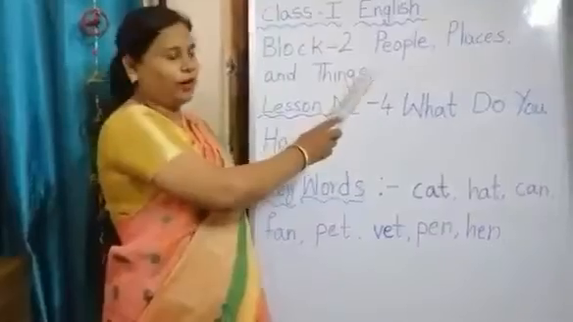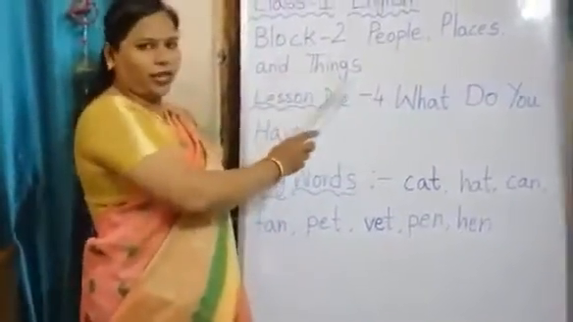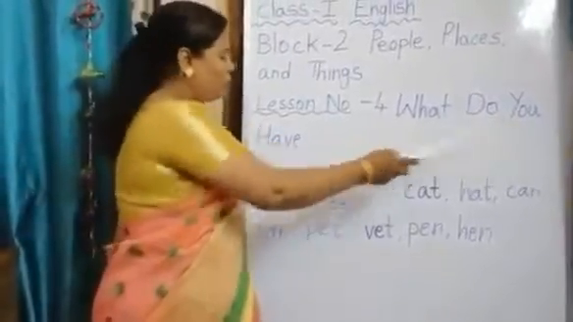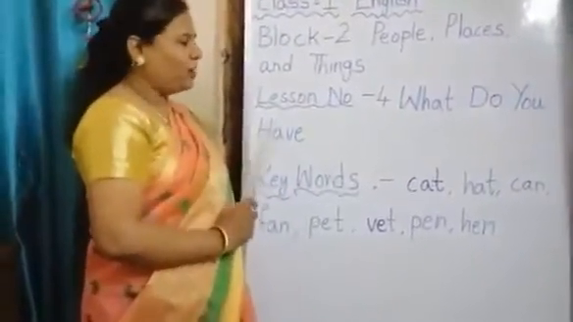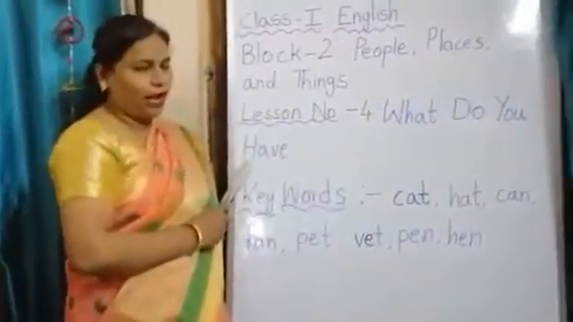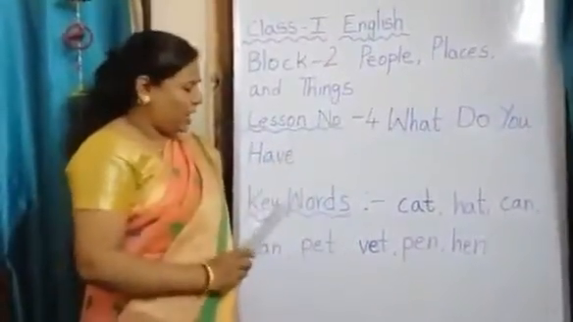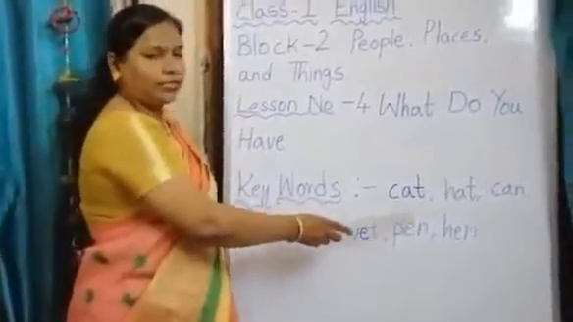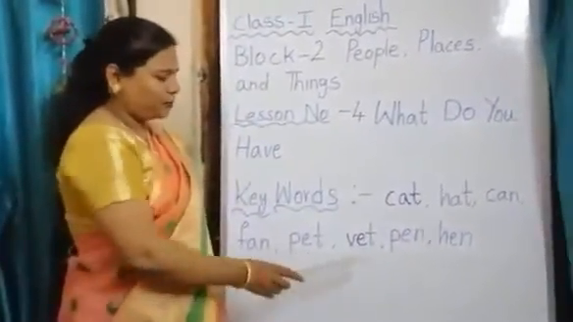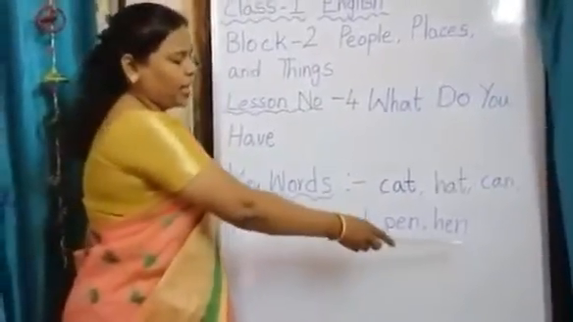Block 2, we are in people, places and things. Lesson number 4. What do you have? Today we are going to learn what do you have, children. Okay, I will explain this to you in detail. Our keywords are cat, hat, can, fan, pet, wet, pen, hen.